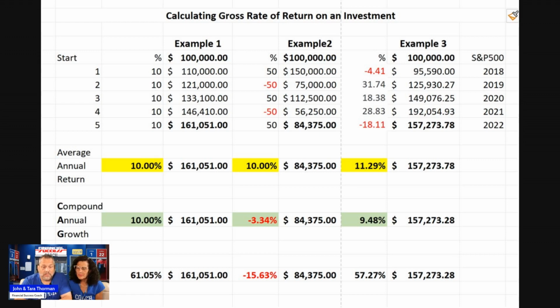Not bad, but look at the average annual return. It's showing 11.29%. But that's not the real return. The real return, your compound annual growth rate, is 9.48% because your balance is $157,000. Okay? Now, let me show you.